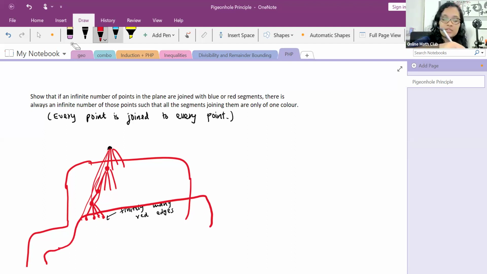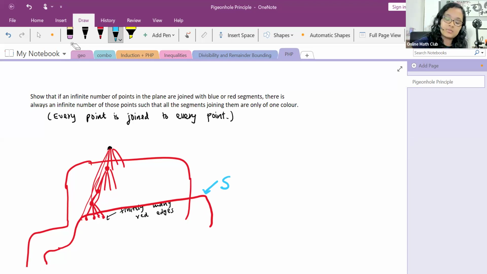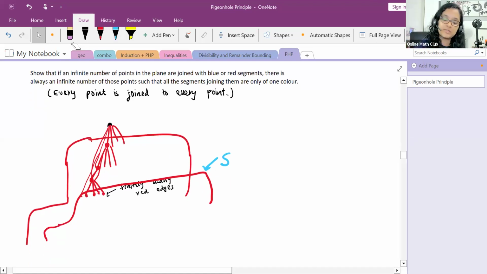So now maybe try to do the same thing we did with red, try to do it with blue in this set and see why you can't get a contradiction. See why the same thing cannot happen again. This is a new set, call it S. And you know that every element in S has infinitely many blue edges and finitely many red edges. So try to do the same kind of thing again.